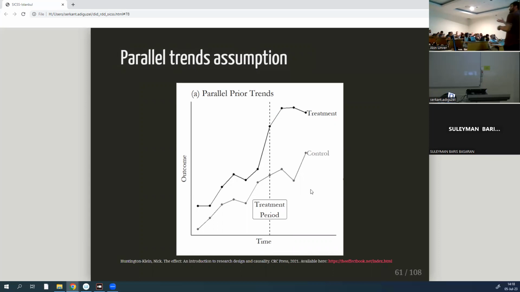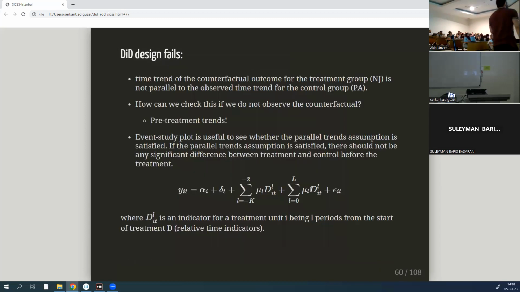Of course, there's a more formal test here. But by looking at that, you can claim that if there were no such treatment, treatment and control would probably follow the same trend. So the parallel trend assumption can only be tested by looking at these pre-trends. And if they are fine, that's a good thing.